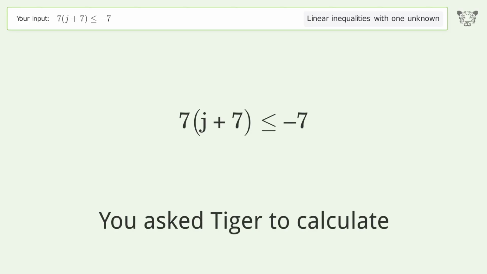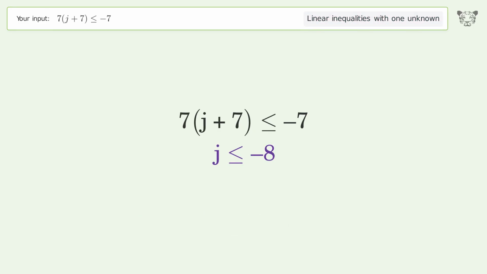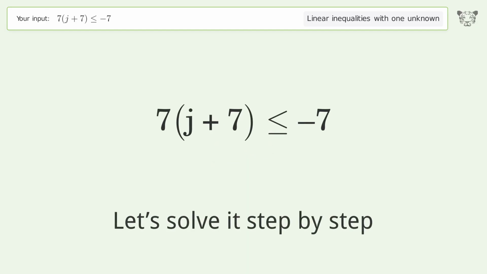You ask Tiger to calculate. This deals with linear inequalities with one unknown. The final result is j equal or smaller than -8. Let's solve it step by step.